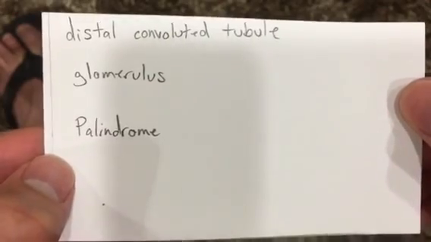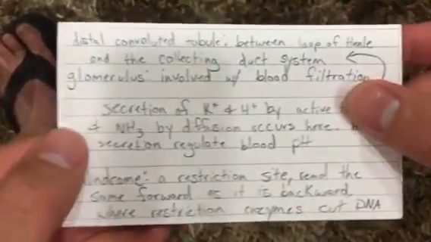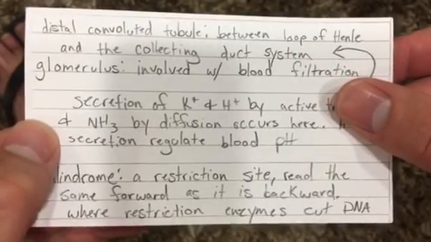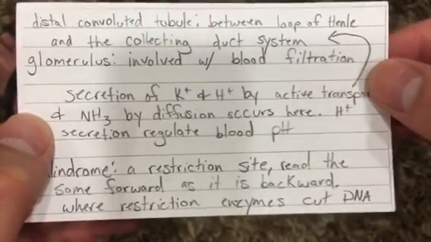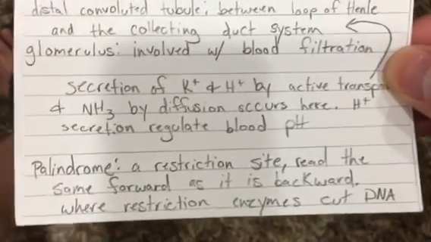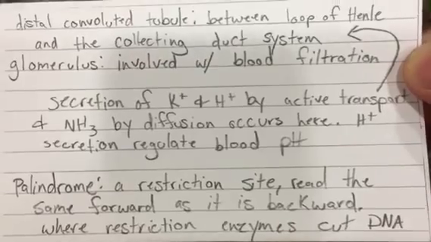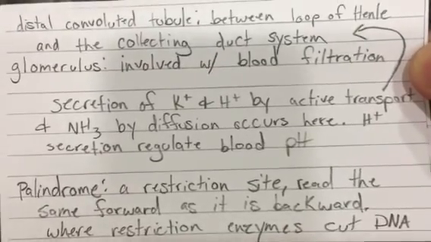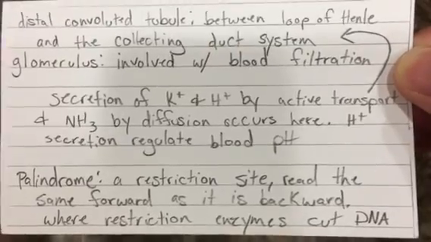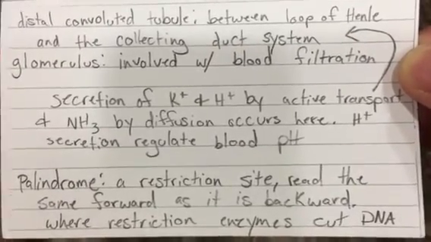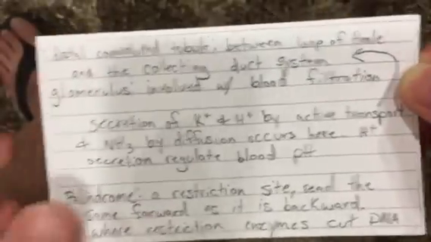Distal convoluted tubule, between loop of Henle and collecting duct system. Secretion of K plus and H plus by active transport and NH3 by diffusion occurs here. H plus secretion regulates blood pH.